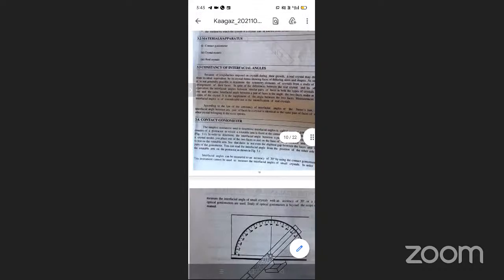The consistency of interfacial angle. Actually, what is happening here? During crystal growth, various factors impact the formation of a crystal. So sometimes crystals have different structures, shapes, and sizes, and they do not have equal formation of sizes.